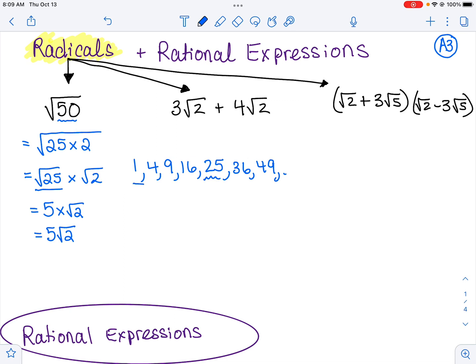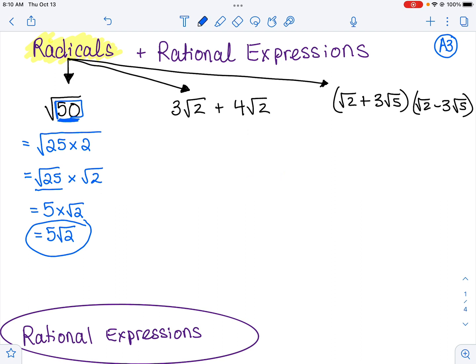So we want to pull out any perfect squares that exist under the radical sign. We call this part the radicand. So if there's any perfect squares in there, we want to pull them out of the radical sign and then simplify them. So 5 root 2 would be the answer.